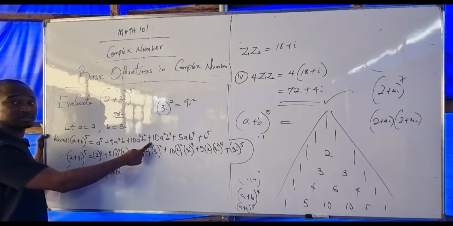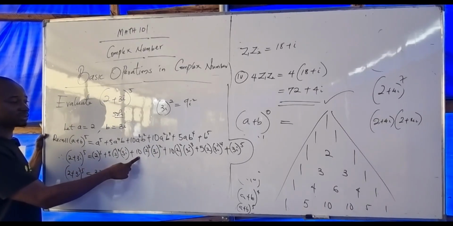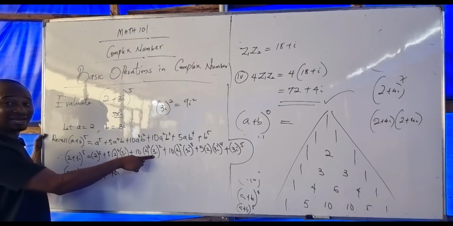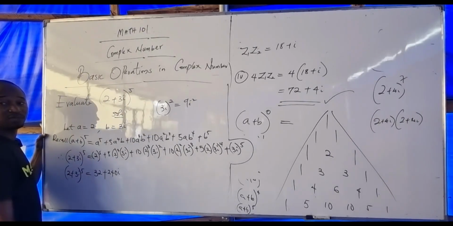So let's come again. 2 raised by 3 is what? 8. 8 times 10 is what? 80. 80 times 9i squared is what? Take from me. What's 80 times 9?